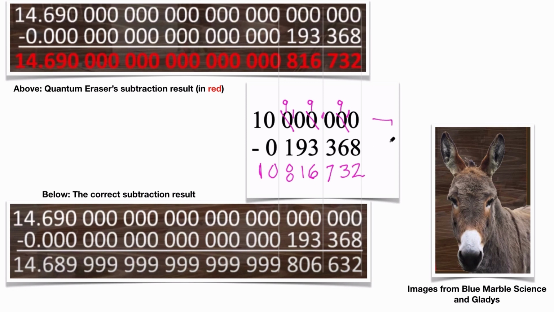Now, if you compare these two numbers, you see that the bottom number is greater than the top number. So we're subtracting, and we end up with a bigger number. And that is the mistake that Quantum Eraser made.